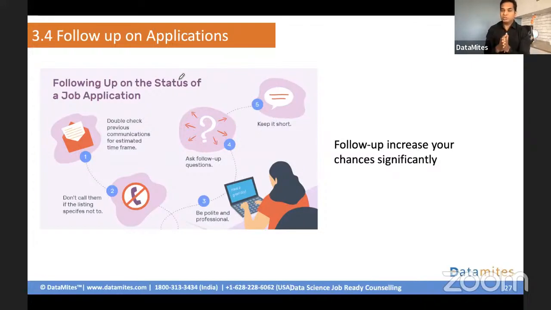To track your applications, you can maintain a simple spreadsheet, right? And then follow up on your applications regularly. When you apply today, after a few days, drop a follow-up mail. It could be a simple one-liner, but it will have a significant influence on the filtering process.